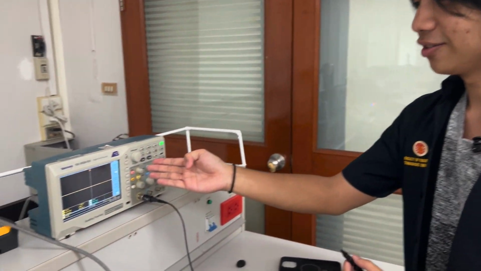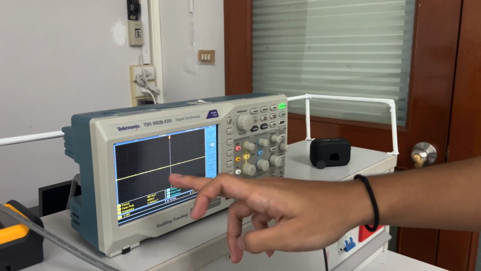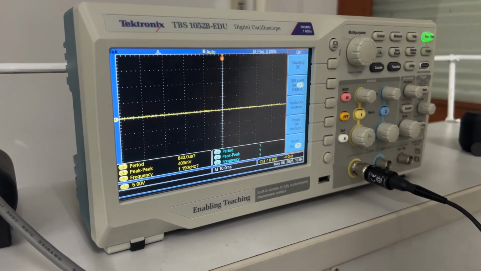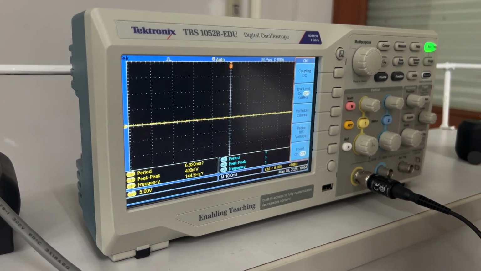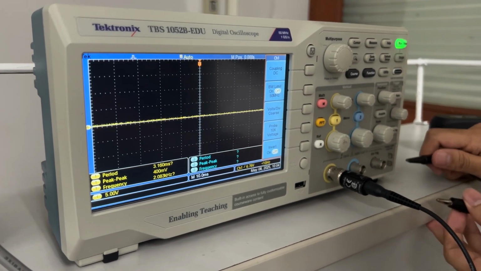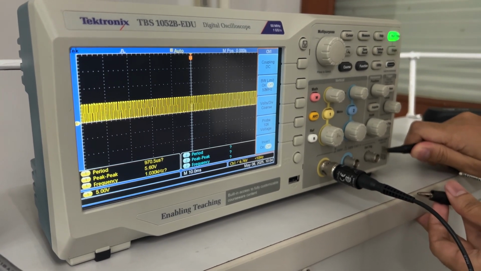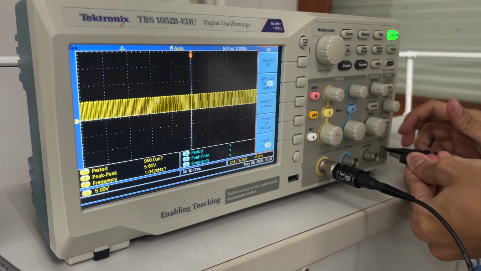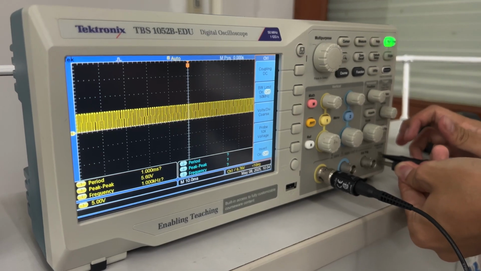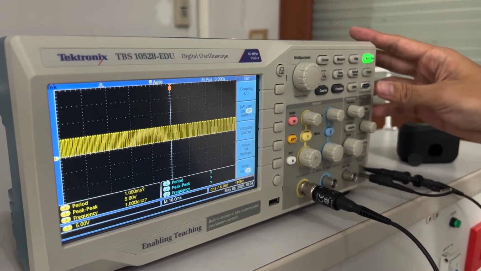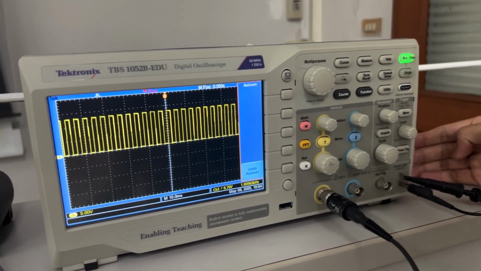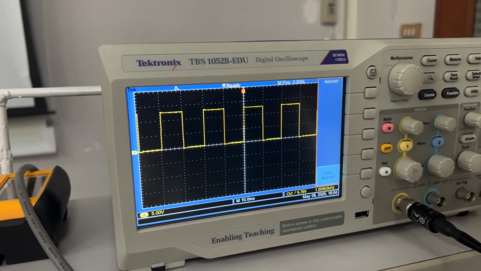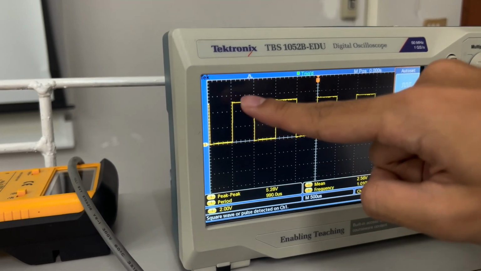So this is the oscilloscope. It's gonna measure the wave, but first we have to calibrate it. So we check it. This is the positive side and this is negative. So we put positive on this side and negative to the ground. And then we press the auto set button. It will become like this. So this is normal.